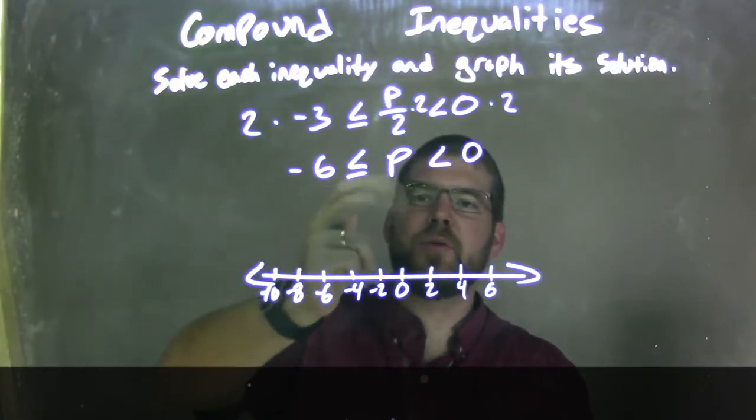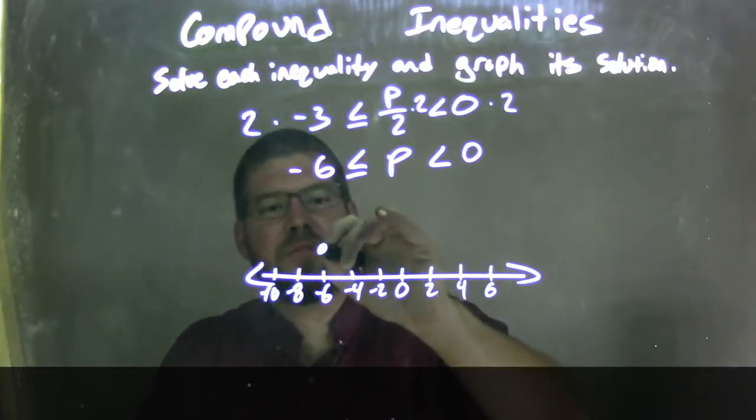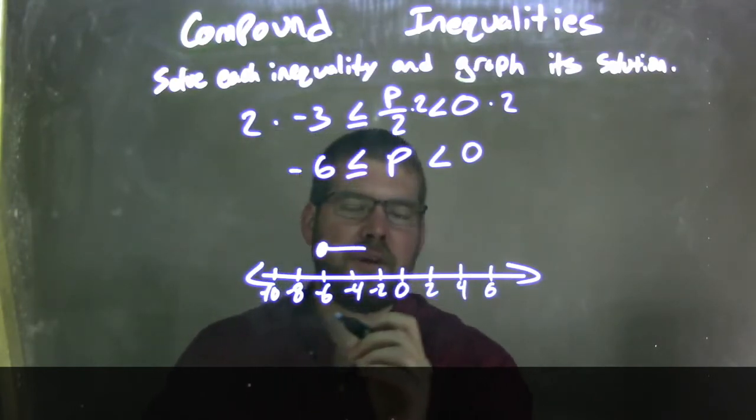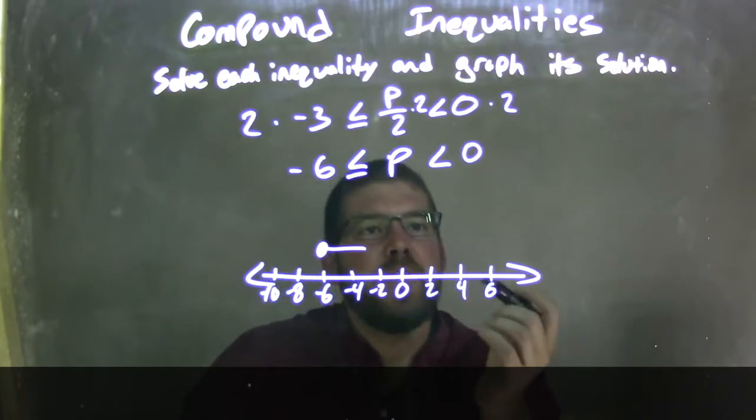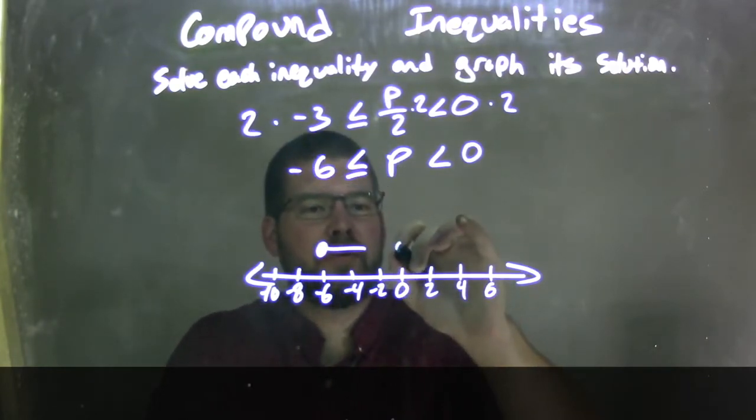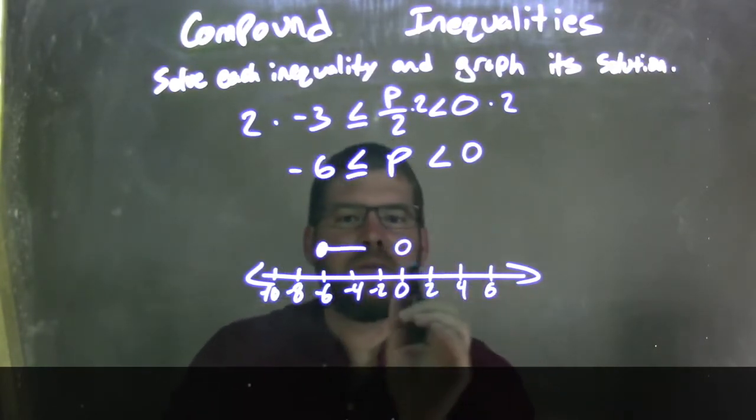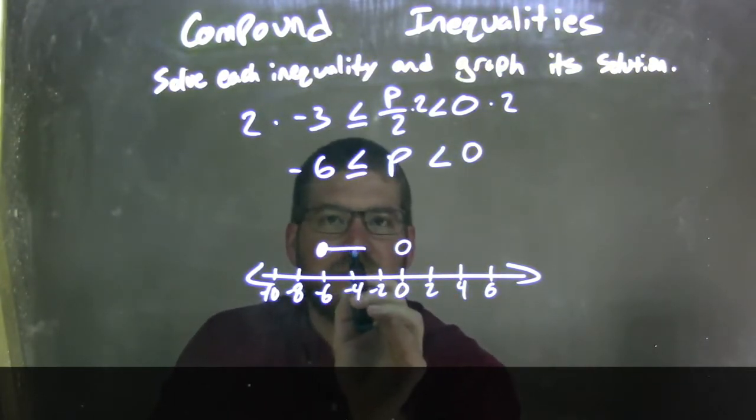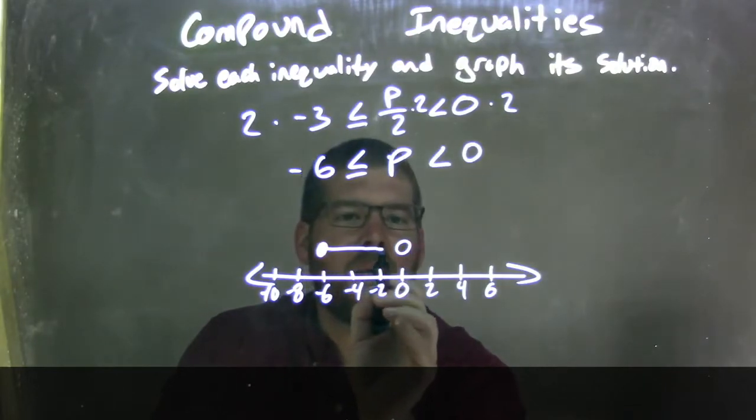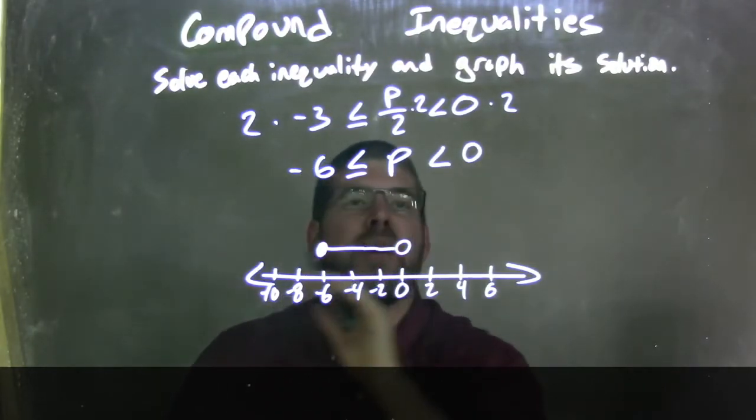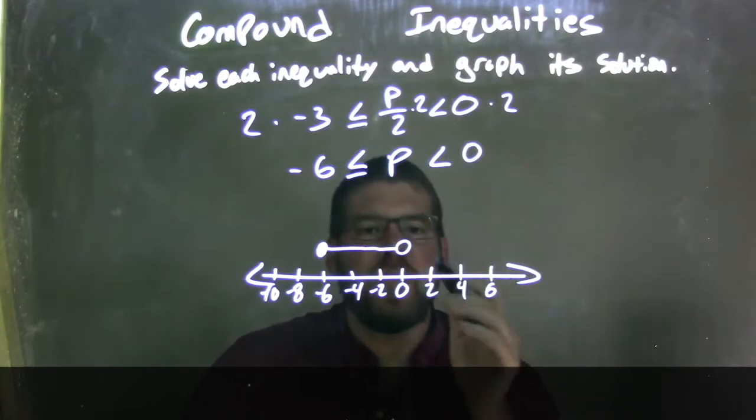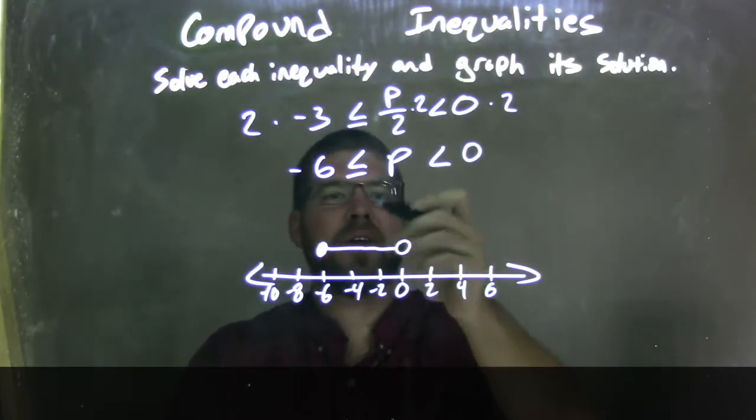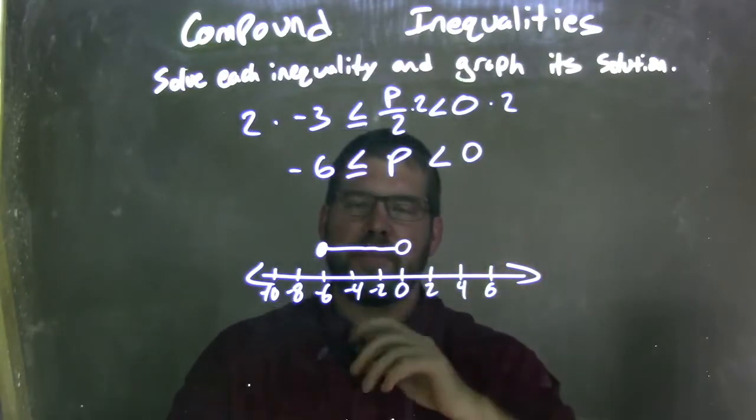-6 is less than or equal to p, meaning at -6 we have a closed circle. And then our line goes to the right. We really don't have an arrow here until we hit 0, and at 0 it's an open circle, right? It's an open circle because it's not equal to 0. So we say that p is greater than or equal to -6, or -6 is less than or equal to p, all the way up to 0. And then at 0, it stops. It's not equal to 0, and so that's why we do the open circle. So now we have a graph that matches our final answer, which is -6 is less than or equal to p, which is less than 0.